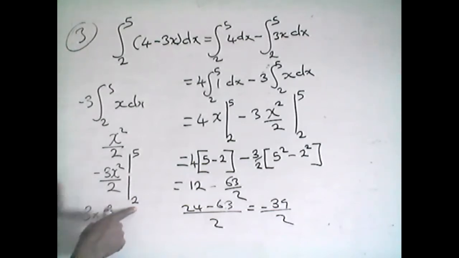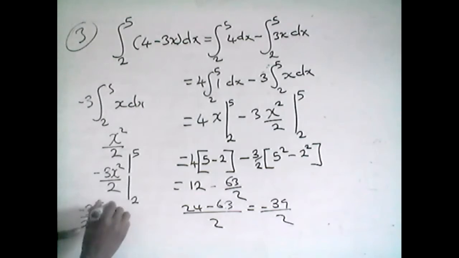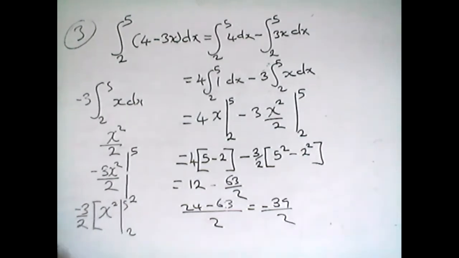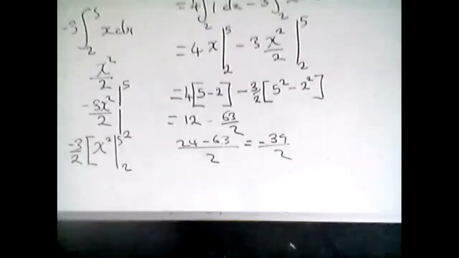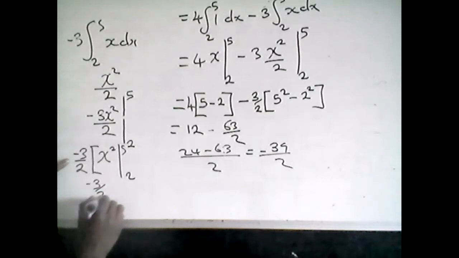Since we're talking about the lower bound, there's a minus. Before I do that, let me just factor out this negative so that you don't get confused. Let me just factor out negative 3 over 2. Negative 3 over 2 is outside, meaning that whatever we are going to get, you have to multiply by negative 3 over 2. So here we are going to remain with the x squared, like that, with limits 2 and 5. Then this, I will just bring it here.